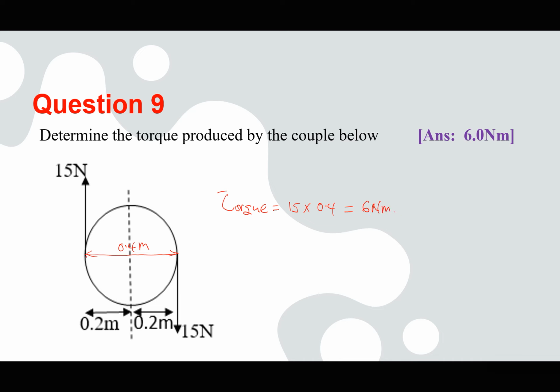Alternatively, you can find the moment caused by the first force, which will be 15 times 0.2, plus the moment caused by the second one, which is also 15 times 0.2. But this is clockwise, this is clockwise. So the resultant moment is going to be clockwise. When you sum up this and this, it's the same as getting 15 times 0.4, which is 6 Newton meters.